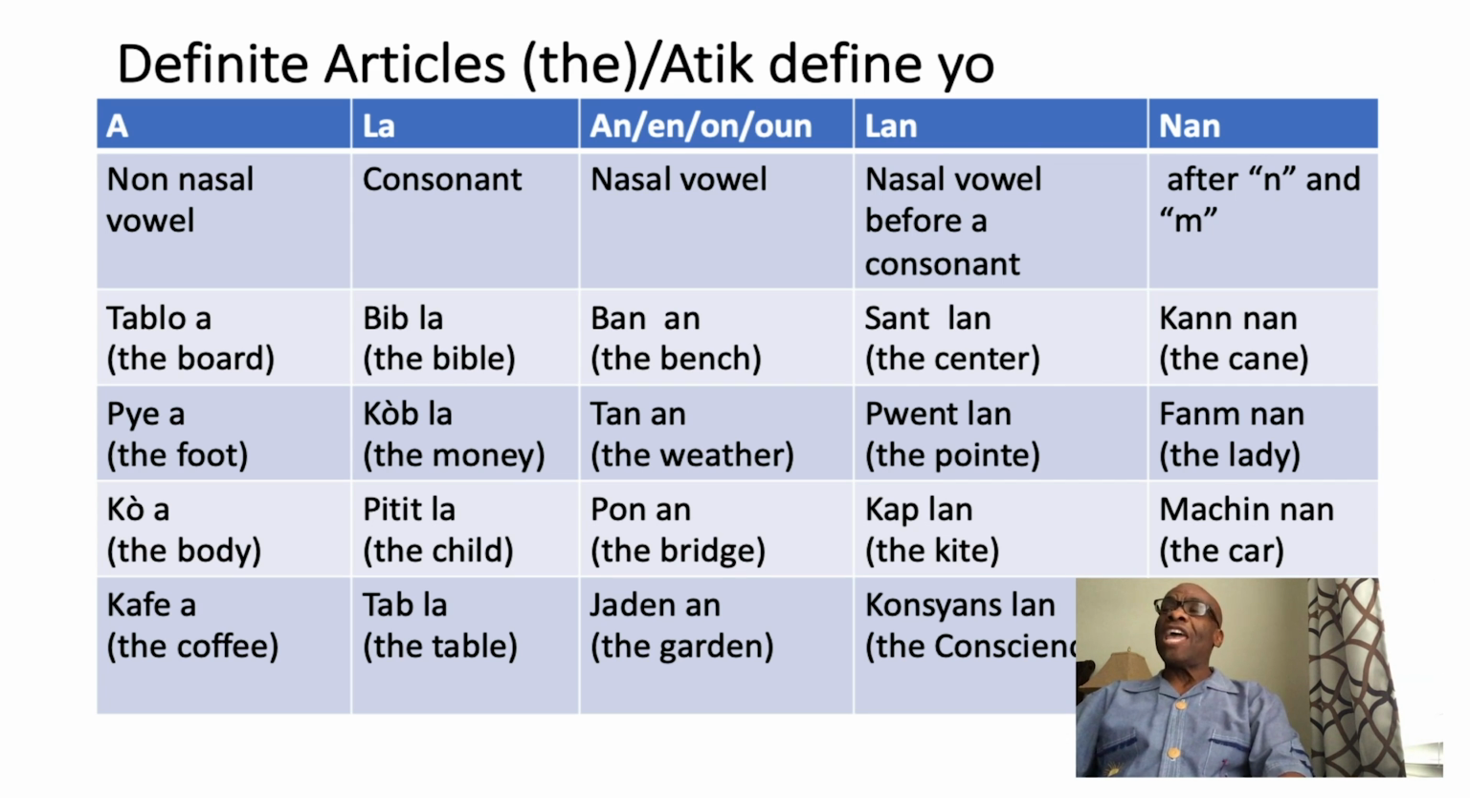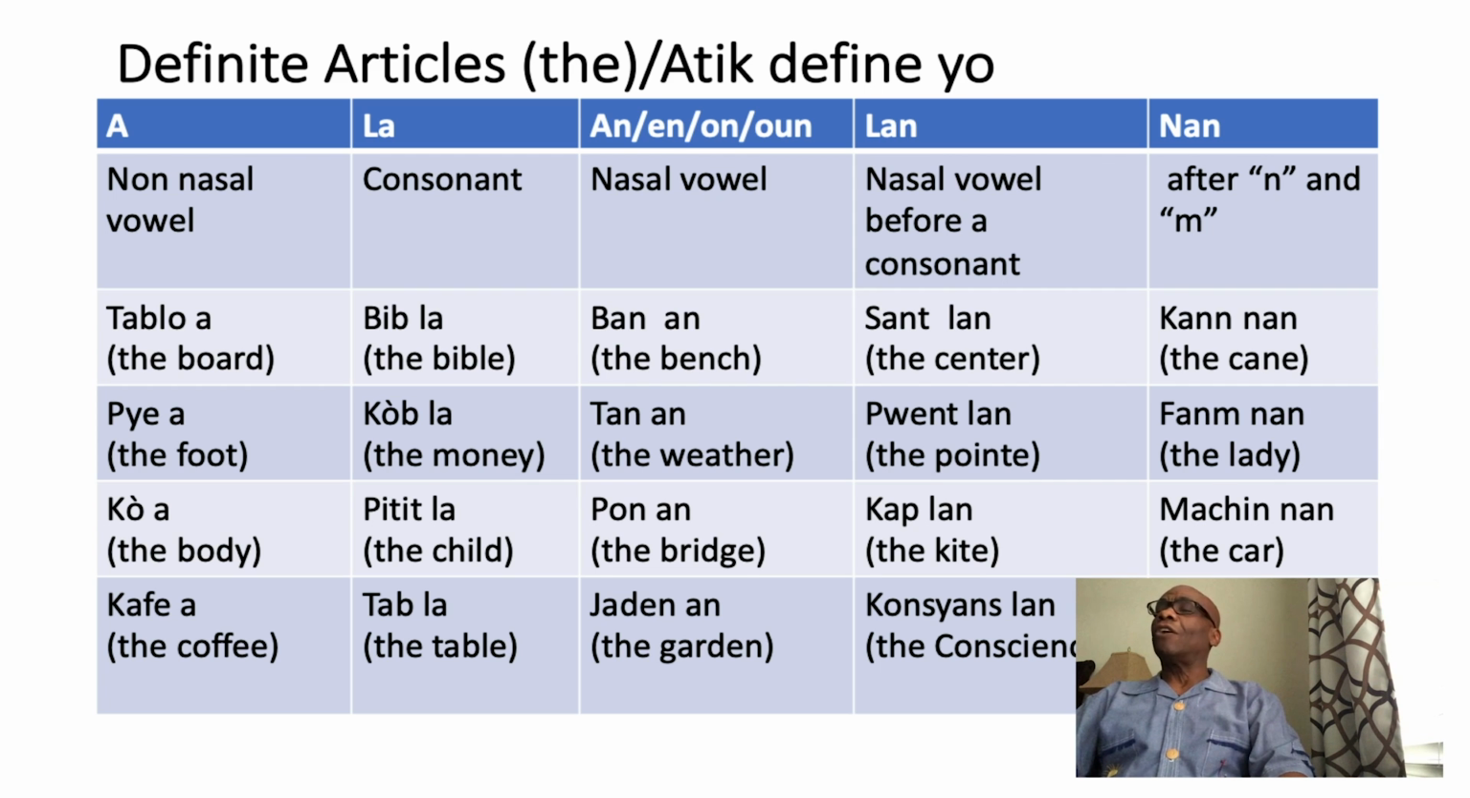Then you have "un" in front of a nasal vowel, a nasal vowel like un, en, on. You have ban, the bench, ban un. You cannot say ban a, or ban la. It's ban un. Temps, the weather, temps un. You cannot say temps la or temps a. Pont, the bridge. You cannot say pont la. It's pont un. The garden, jardin.